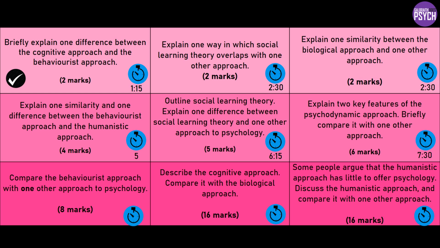If you pick cognitive, you could say that one area that social learning theory overlaps with the cognitive approach is that they both emphasise the role of internal mental processing. So that's 1 mark. Let's explain it. Social learning theory emphasises the role of mediational processes, such as attention, and the cognitive approach focuses on the role of schema. Done.